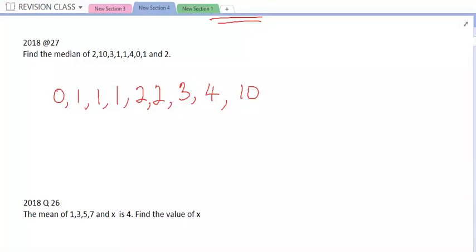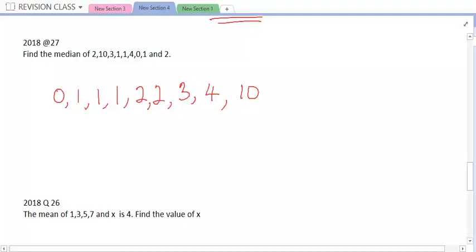In this case now, we have an odd number of data. So only one number will be at the middle. So we have 1, 2, 3, 4. 1, 2, 3, 4. So the data in the middle is just 2. So the median equals 2, because the data in the middle is just 2. So the median equals 2. That is the answer to 2018 question 27.